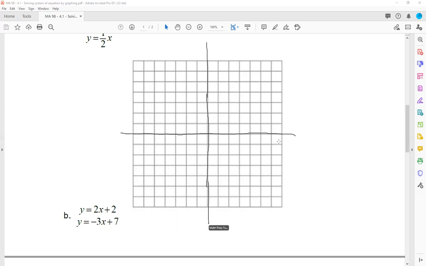Now this time we got y equal to x plus 2. So I'm going to graph that first. Y-intercept is at 2, so it's at (0, 2). Slope is 2 over 1. So that means up 2, 1 to the right, up 2, 1 to the right.